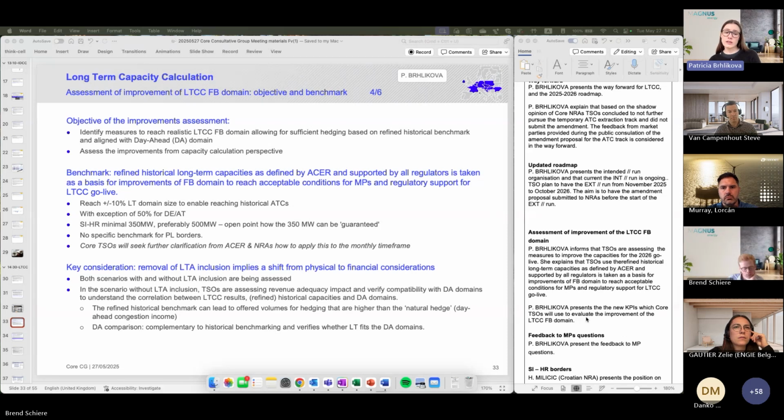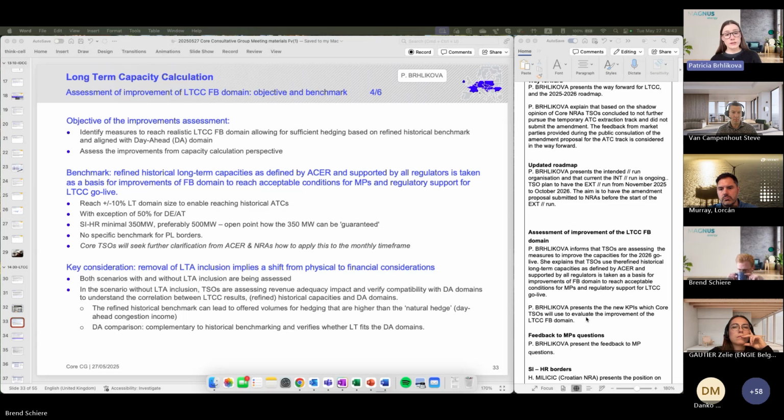Core TSOs seek further clarification from Acer and NRAs on how to apply this benchmark in the monthly time frame, and also we will be discussing further details on how this should be considered in the KPI analysis. But I think this is really the common ground at the moment with Acer, NRAs, and TSOs on how to set the metrics for this improvements track and how to really define a realistic long-term flow-based domain.